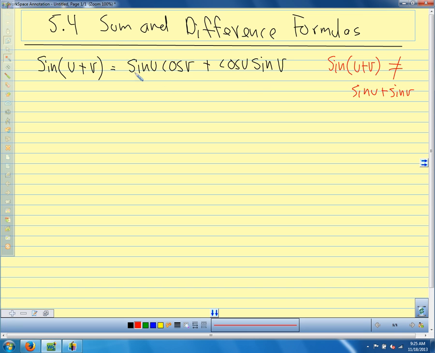It comes from drawing triangles on the unit circle, and we're adding pieces of triangles together, so it's more complicated than this. Sine u minus v is sine u cosine v minus cosine u sine v. So the sines and cosines end up mixed together.